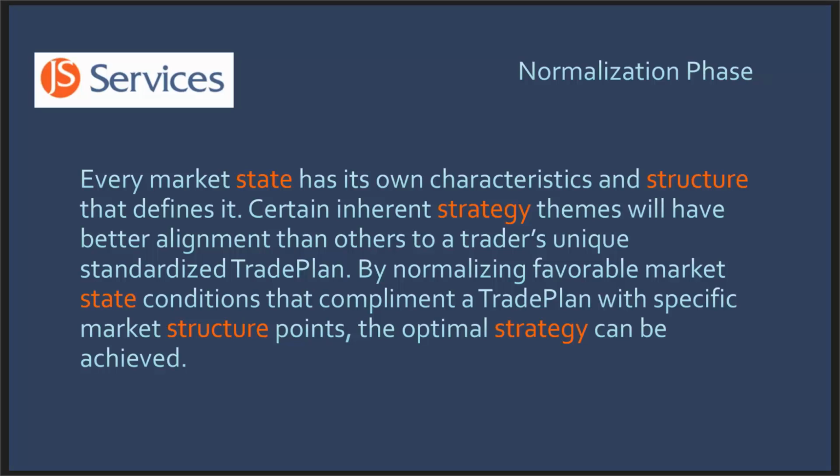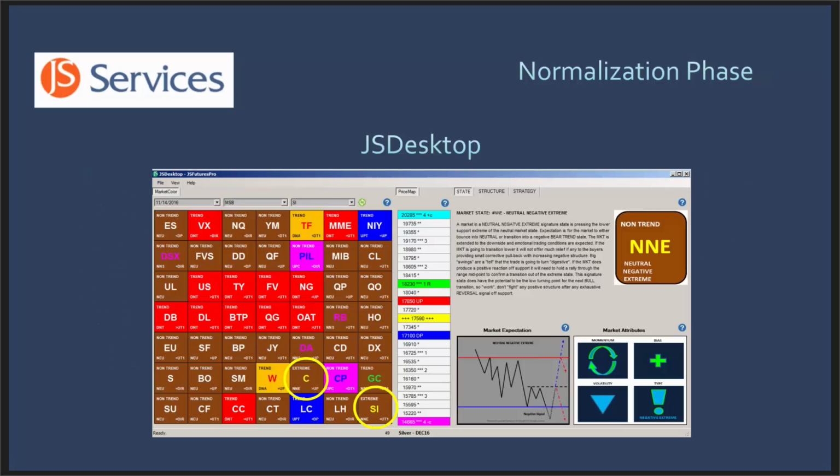So every market state has its own characteristics and structure that define it. And certain inherent strategy themes will have better alignment than others to a trader's unique standardized trade plan. By normalizing favorable market state conditions that complement a trade plan with specific market structure points, the optimal strategy can be achieved. So we're building on our standardized trade plan, and now we're going to normalize it and use these applications to build this into our workflow.